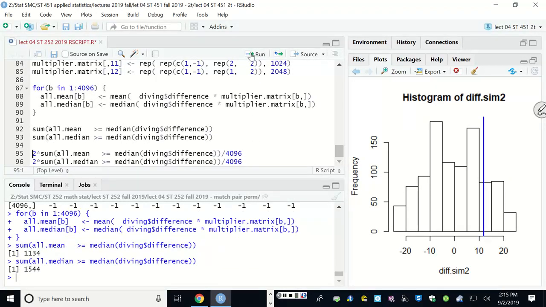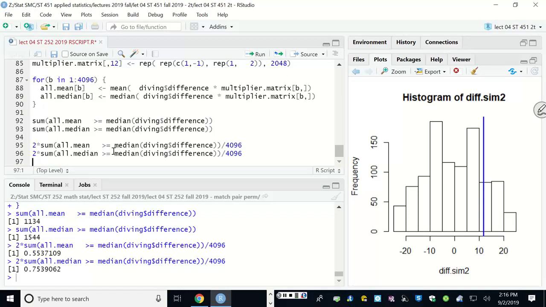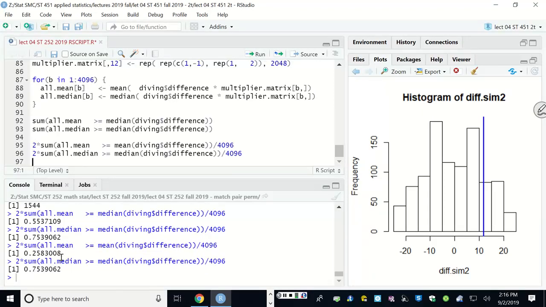So that's just the counts, but that's out of 4,096. And so the p-value is about 0.55 for the median. Oh, wait, that's what's wrong. About 2.6 for the mean, and about 7.5 for the median.